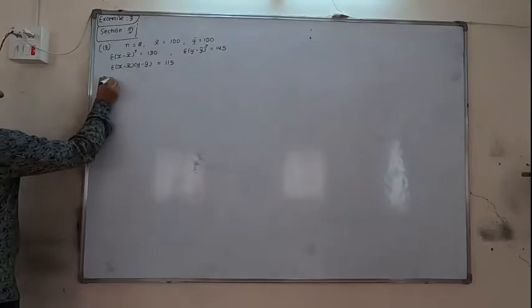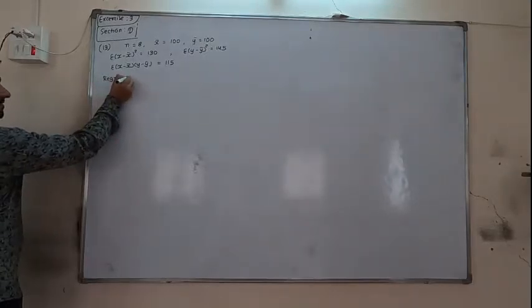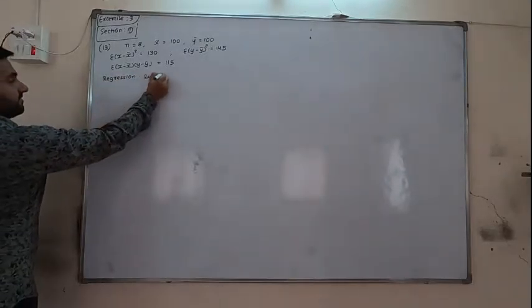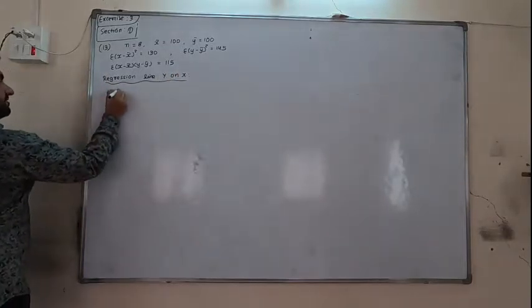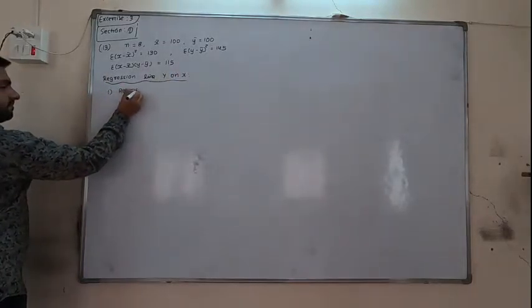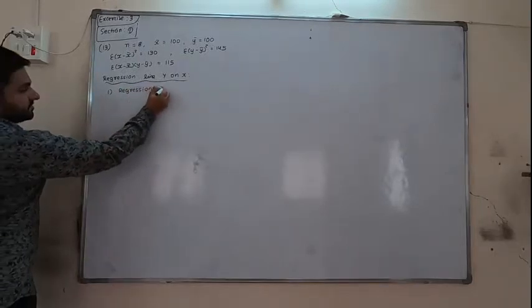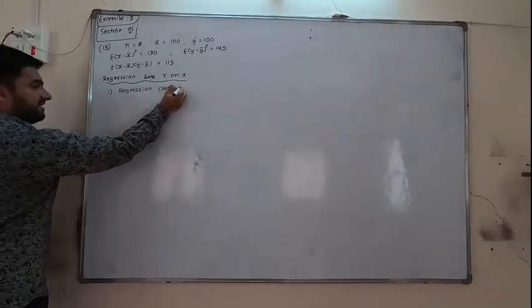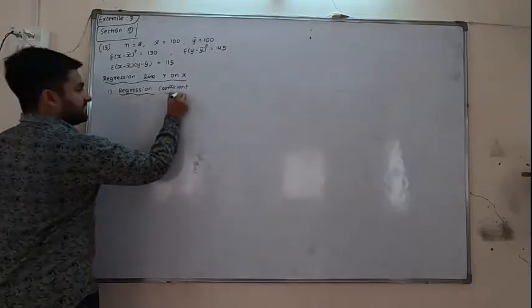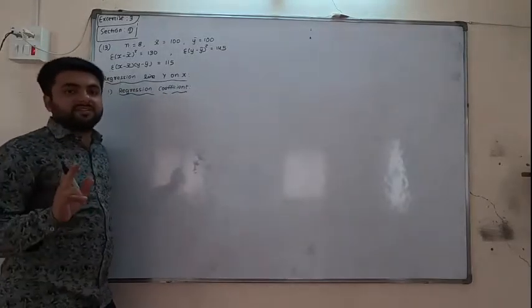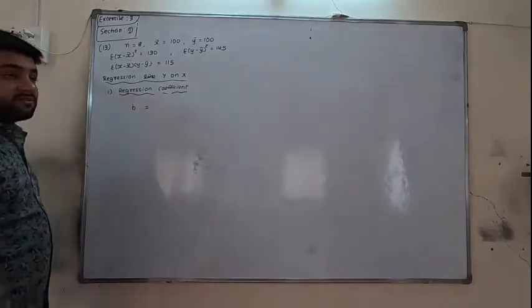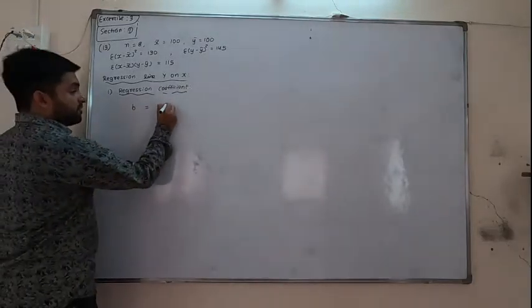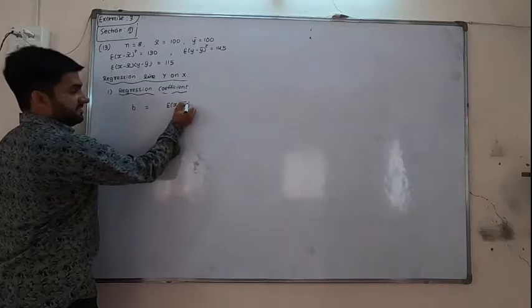So heading: regression line, y on x. First step, regression coefficient. I am writing the heading in each and every question. This is for our understanding that regression means b, not r. Coefficient, correlation coefficient means r.